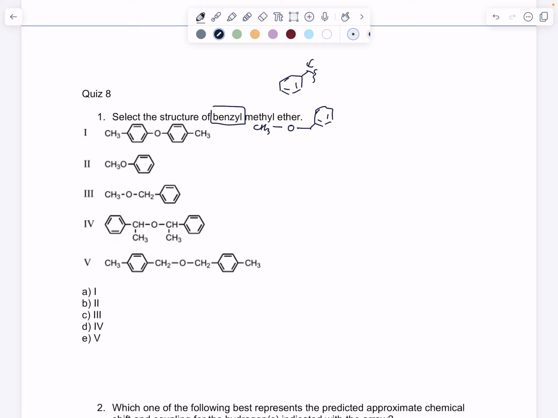So I'm not even looking at my answer choices before I've drawn the structure. These have 2 benzenes, so that can't be it.